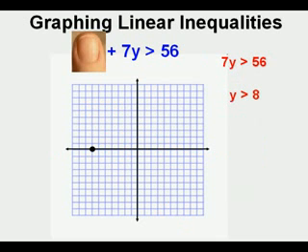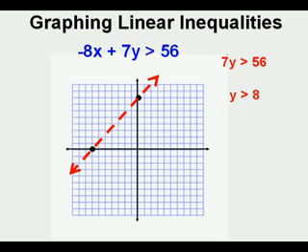So do we divide by a negative number to solve for y? No, since we did not, we don't have to switch around the inequality symbol. Now we mark the y-intercept at 8. And here we draw the line. It is a dashed line since it is not equal to but greater than.